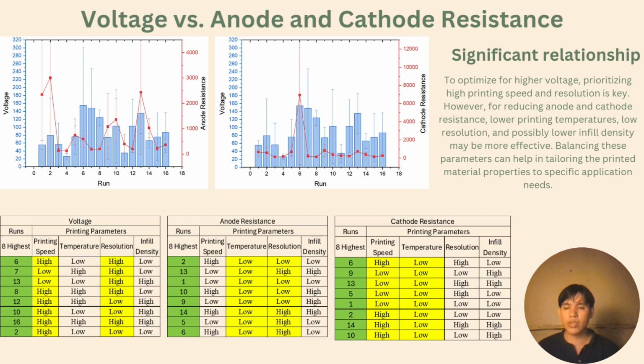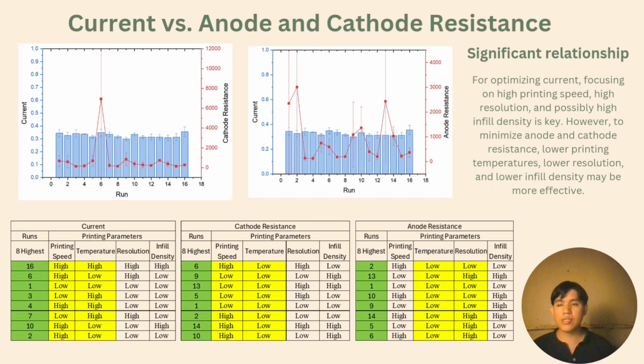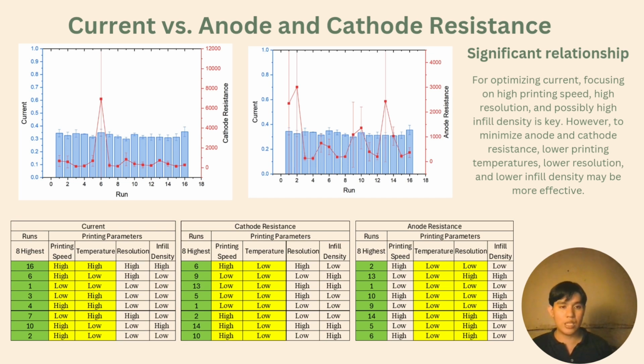On the cathodes, variability is generally consistent except for an upward spike in run 6, which also produced the highest current under high speed, low temperature, high resolution, and low infill density. High cathode resistance occurs under diverse parameters but consistently low temperature. So in the graph, run 16 achieves the highest current with high printing speed and temperature, along with varying infill density and resolution. High cathode resistance is mostly observed at low temperature with varying speed, infill densities, and resolution. Similarly, high anode resistance occurs at low temperature and resolution with varying speed and infill densities.